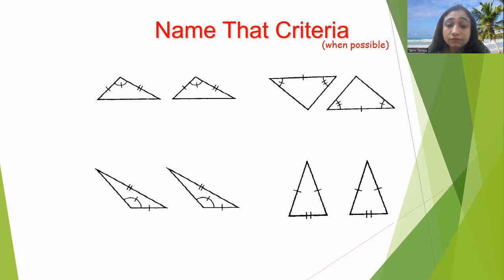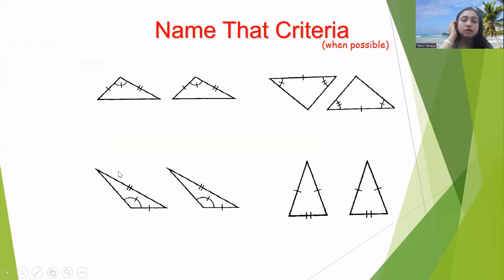Okay. So again, something is being given to you and you have to identify what is the criteria being used here. So in the first part, you can see we have 2 sides and included angle. So right, let's do this. You have to identify the criteria. You can pause the video, attempt it, and then cross-check your answers.